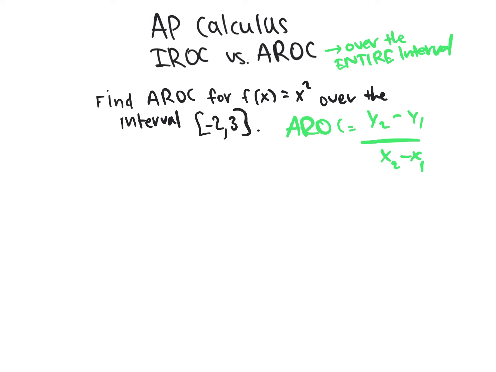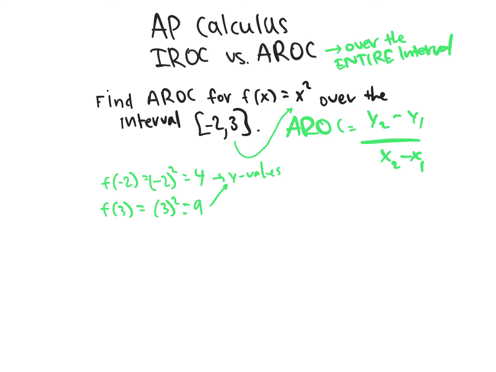So what we have to do is, how would we find the y points? What is y? f of x. You would take this, you have to plug this in for x to find your y values. So we would get f of -2 is equal to -2 squared, which is 4. And then f of 3 is equal to 3 squared, which is 9. So now your two y values are right here.